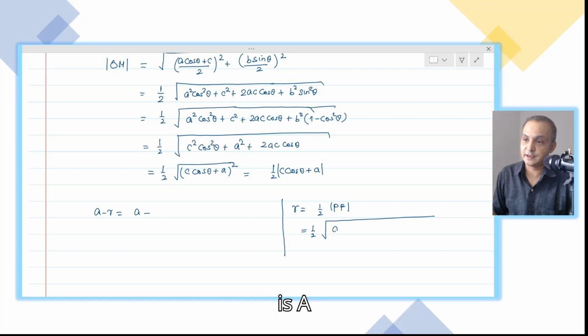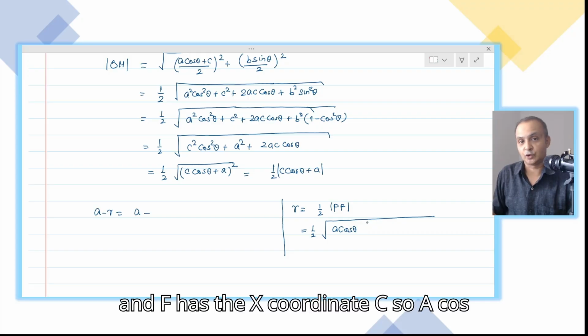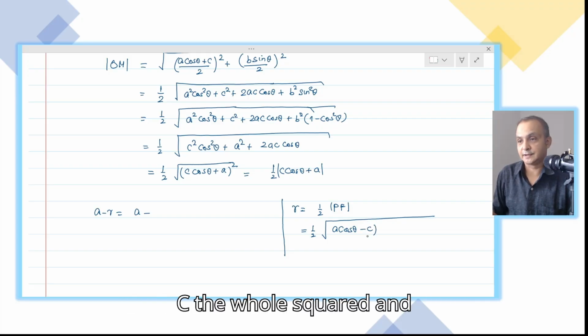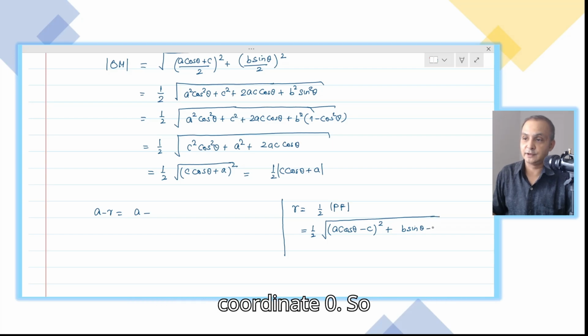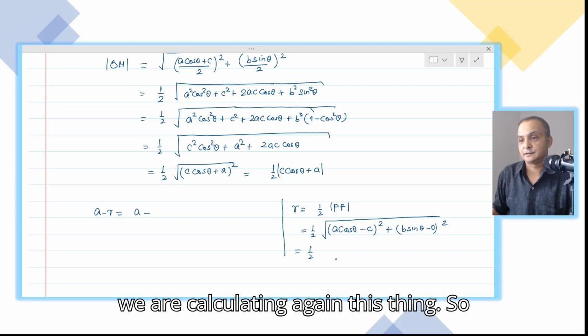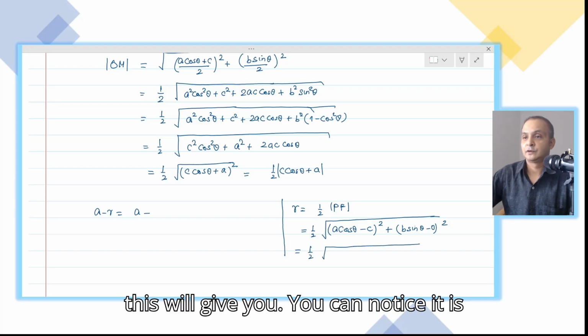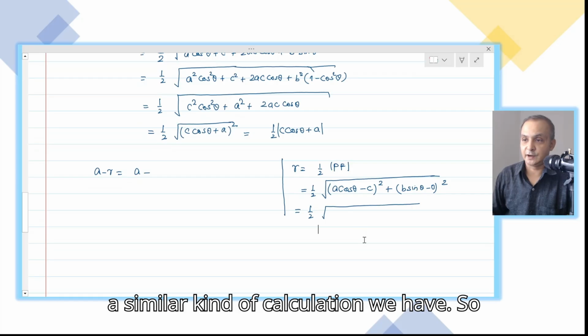So P is A cos theta, and F had the x coordinate C, so (A cos theta minus C) the whole square, and B sin theta is the y coordinate of P, and F had the y coordinate 0. So we are calculating again this thing. You can notice it's a similar kind of calculation we have.